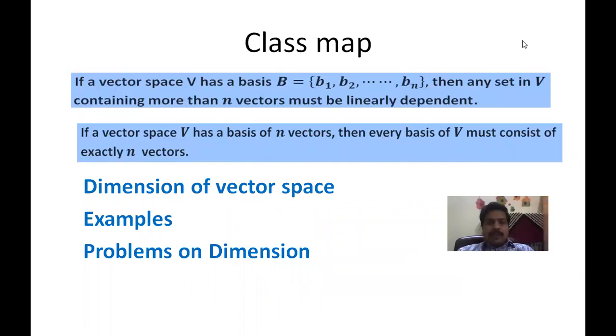Let us first quickly recap the definitions of linearly dependent and independent sets and the basis, which are prerequisites for this concept. Later, we will prove the statement that if a vector space V has a basis with n vectors, then any set in V containing more than n vectors must be linearly dependent. And if a vector space V has a basis of n vectors, then every basis of V must consist of exactly n vectors. We prove these two statements.